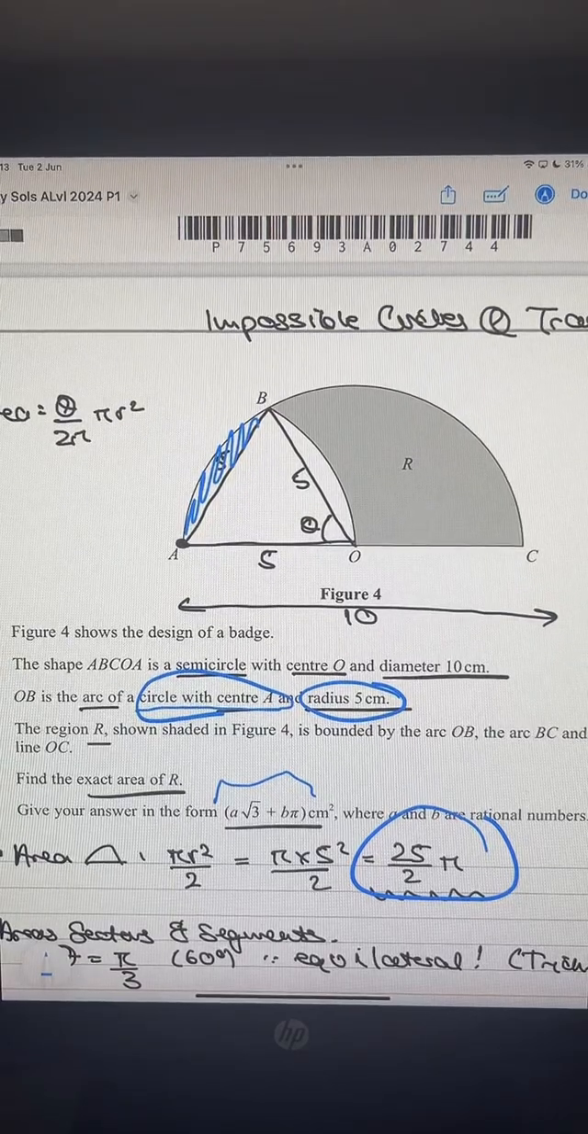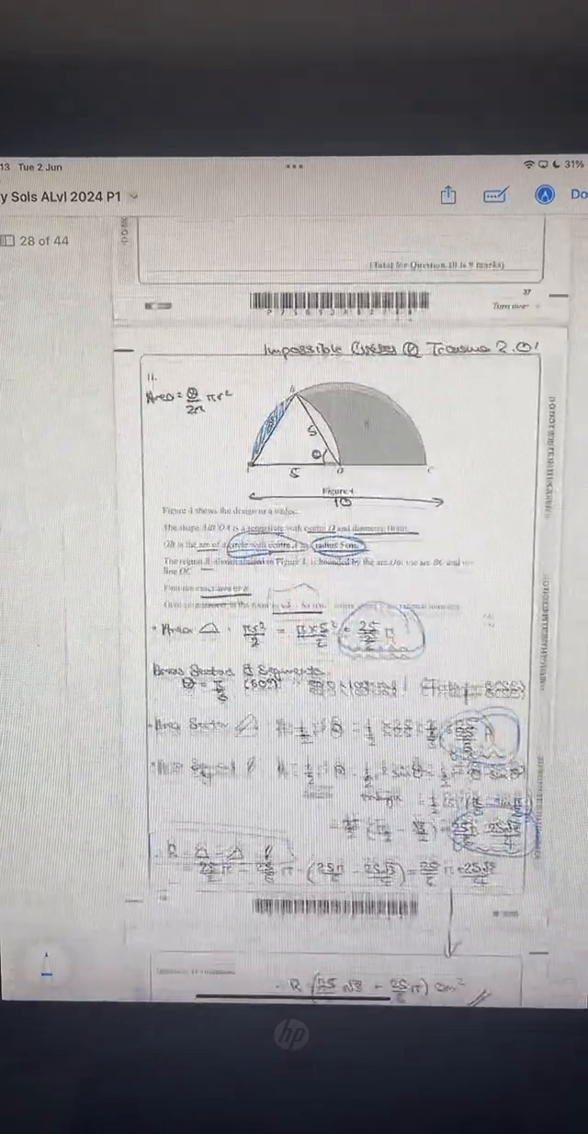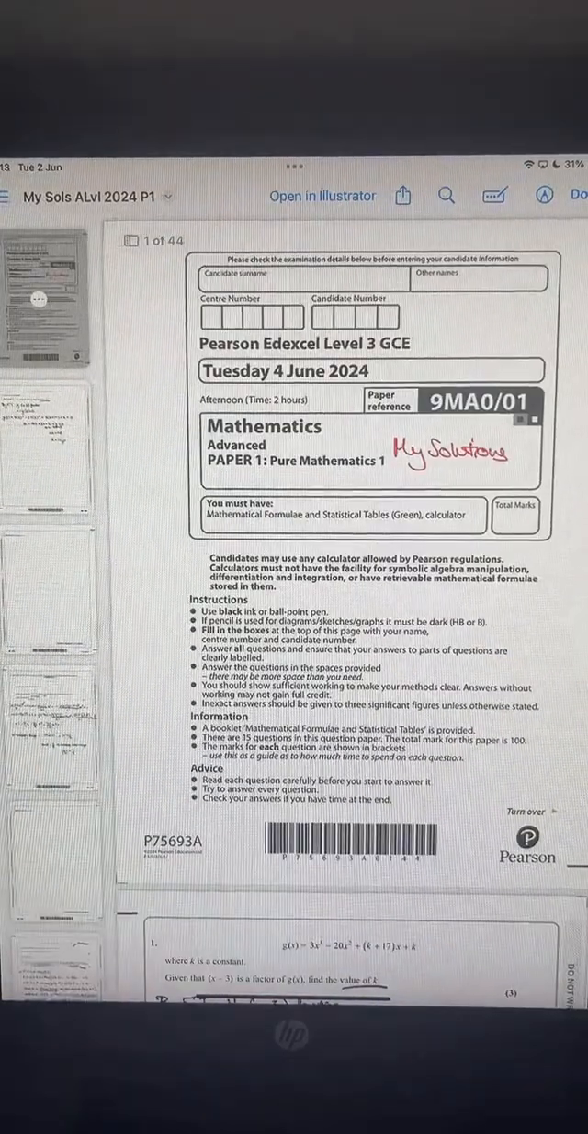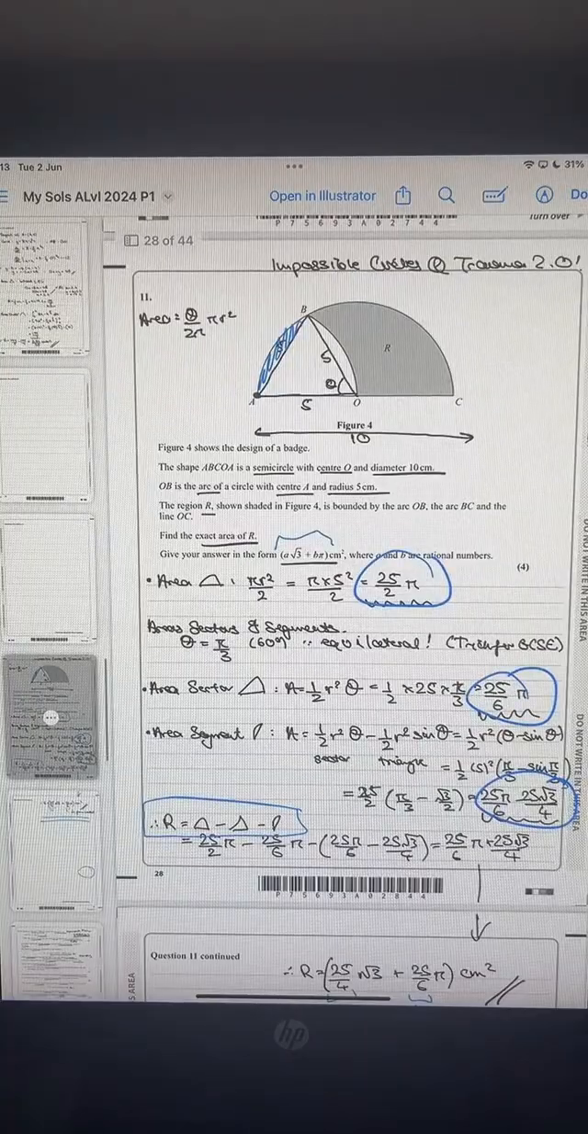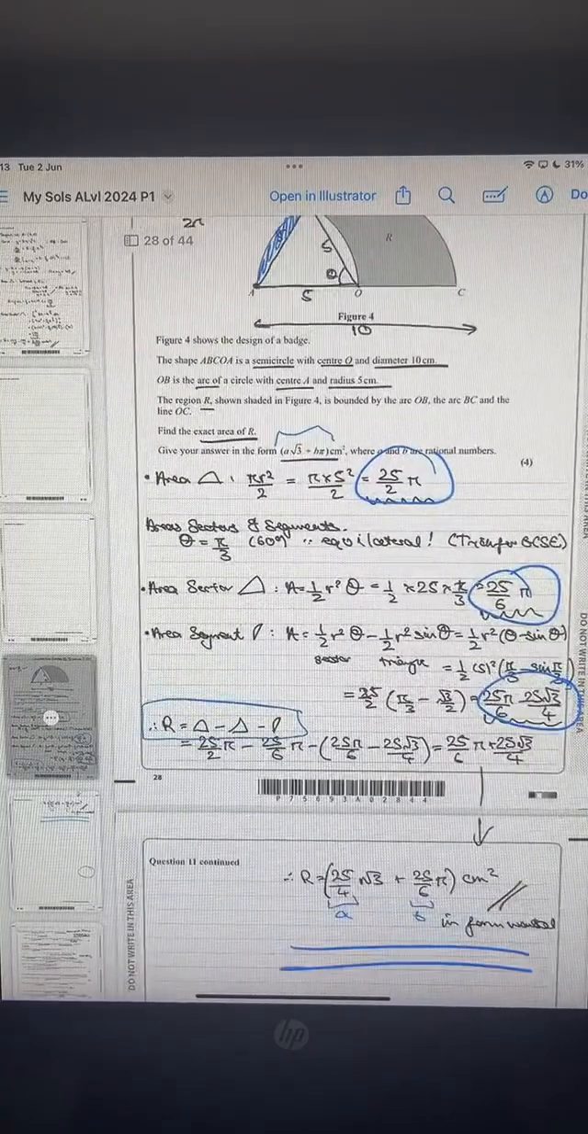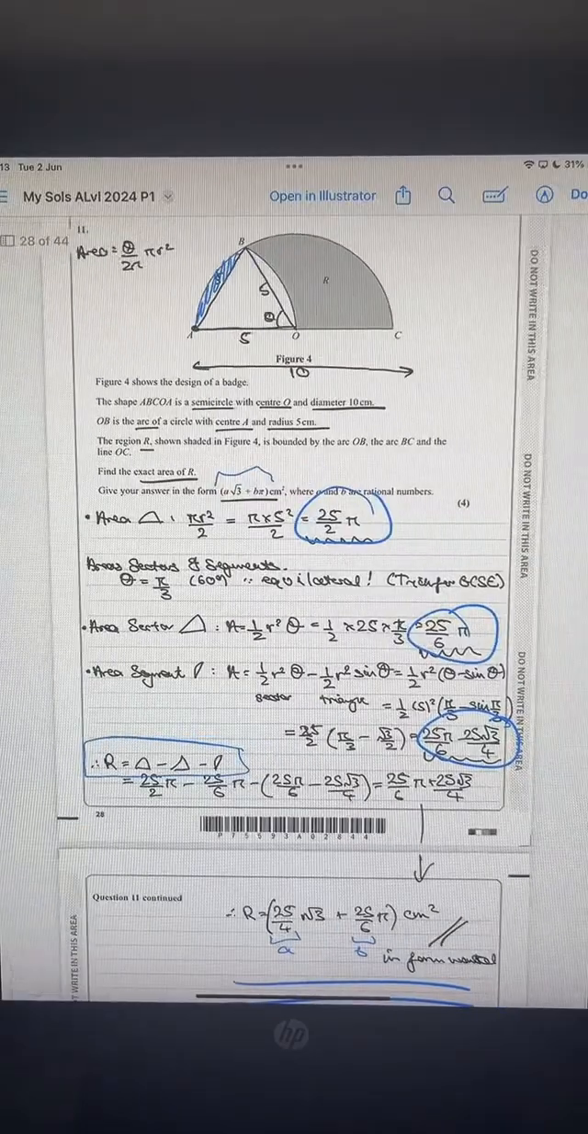I will just zoom out. My God, my iPad keeps doing this. One second. It's very annoying when that happens. Okay, hope that gets everything on the screen. There you go.